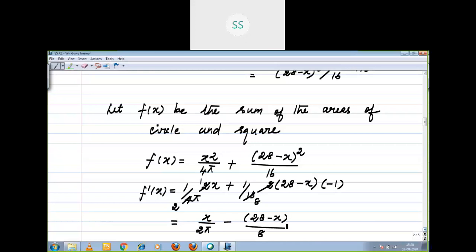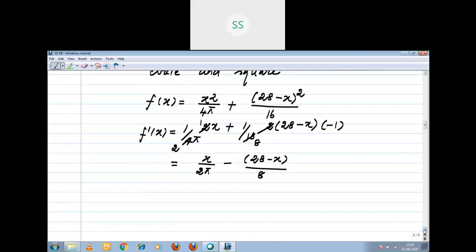Right. The next step, what do you want to do? You have to equate with 0. Right, children? You have to recall the step. That is very important, right? Second step is to equate with 0. f dash of x equals 0, which implies x by 2 pi minus 28 minus x by 8 equals 0.